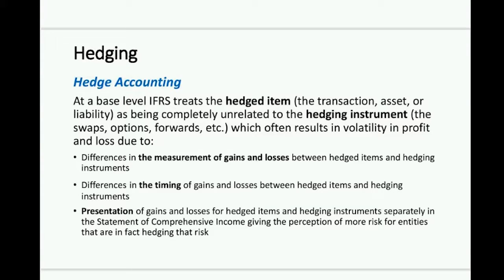So for instance, if you were hedging a forecast purchase of certain inventory in a foreign currency, and you went to the bank and you purchased a foreign currency option, IFRS at the base level would treat the commitment to purchase inventory as being completely separate to the fact that you've purchased a foreign currency option. So those two things would not be accounted for as if they're related in any way. Whereas from a business perspective, those two things are very tightly related. And in fact, you wouldn't have done one if you hadn't done the other.